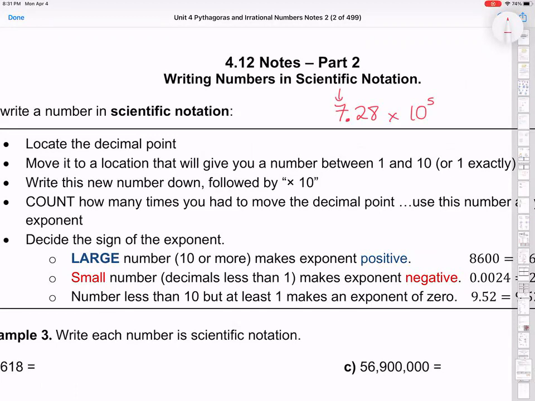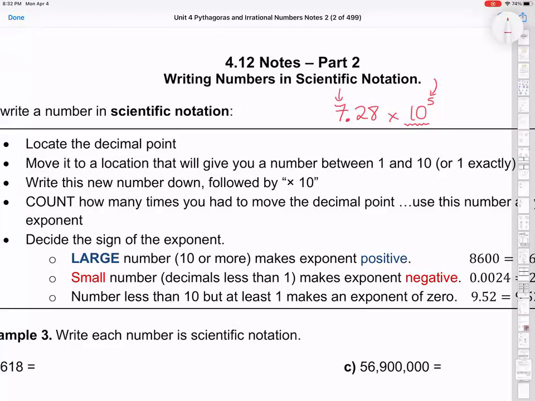Then you're always going to follow it up by this times 10. And then we're going to count how many times we actually move that decimal point over, and that is going to be used for your exponent. And again, in part 1, we moved that decimal over that many times, so it should resonate with that. And then finally, you want to figure out, is this exponent positive versus a negative one?